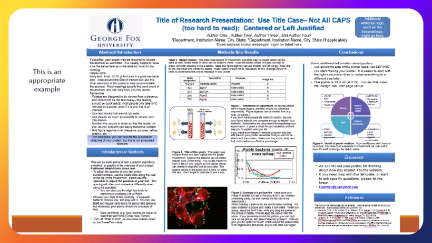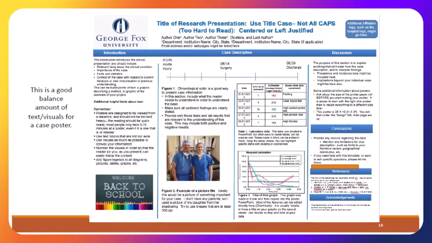This is considered an appropriate example. So we can see the title at the top there, or the fake title. It's centered. We have the author's names and the departments. There is a lot of text, but there also appears to be some meaningful figures that help to break things up. This one here is considered to be a good balance between text and visuals.